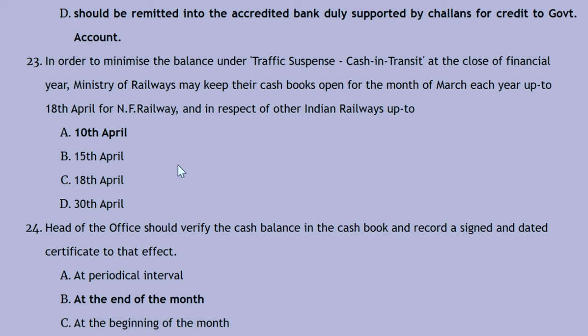23. In order to minimize the balance under traffic suspense, cash in transit at the close of the financial year, the Ministry of Railways may keep their cash book open for the month of March each year up to 18 April for NF Railway and in respect of other Indian Railways up to 10 April.